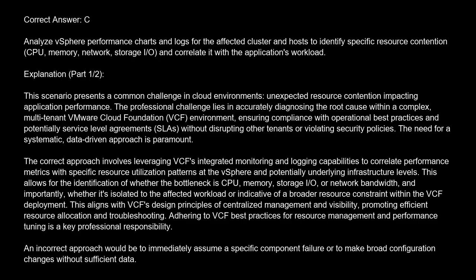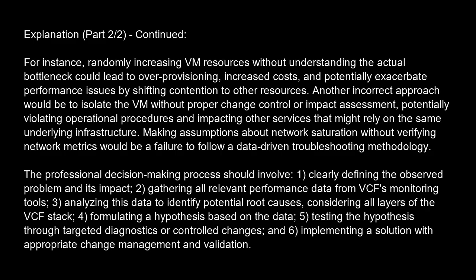An incorrect approach would be to immediately assume a specific component failure or to make broad configuration changes without sufficient data. For instance, randomly increasing VM resources without understanding the actual bottleneck could lead to overprovisioning, increased costs, and potentially exacerbate performance issues by shifting contention to other resources. Another incorrect approach would be to isolate the VM without proper change control or impact assessment, potentially violating operational procedures and impacting other services that might rely on the same underlying infrastructure. Making assumptions about network saturation without verifying network metrics would be a failure to follow a data-driven troubleshooting methodology.